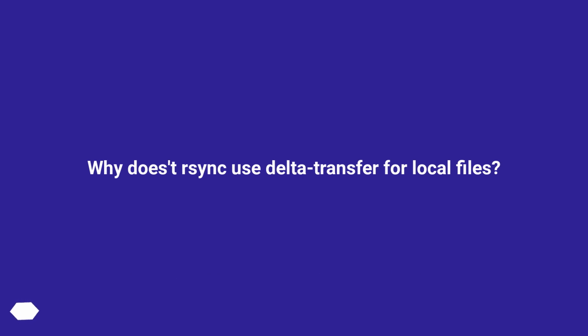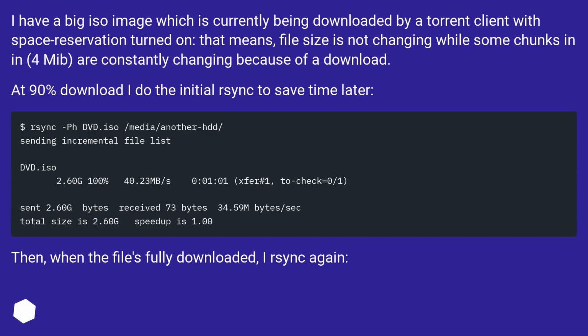Why does rsync use delta transfer for local files? I have a big ISO image which is currently being downloaded by a torrent client with space reservation turned on.